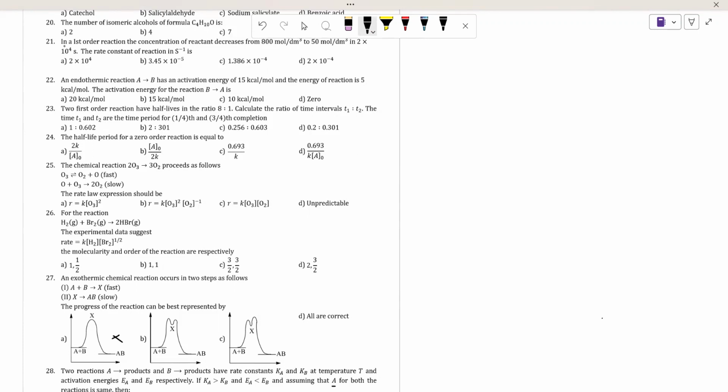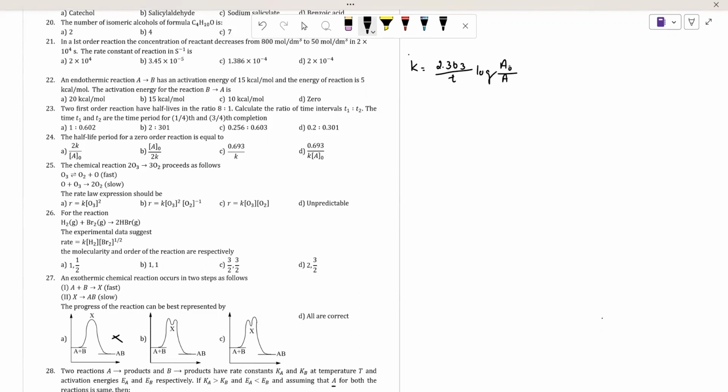What they are asking here: in a first order reaction, the concentration of the reactant decreases from 800 mole per decimeter cube to 50 mole per decimeter cube in 2 into 10 power 4 seconds. The rate constant of the reaction in second inverse. So this is quite simple. Basically we know that K is equal to 2.303 divided by t, and we have log of concentration of A naught by A.